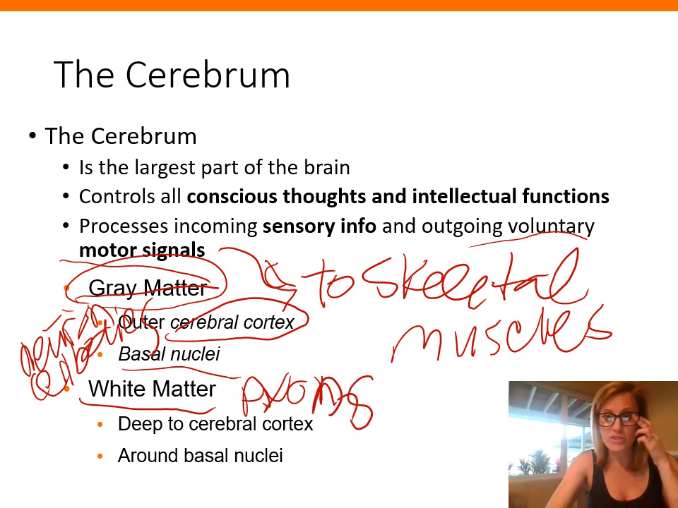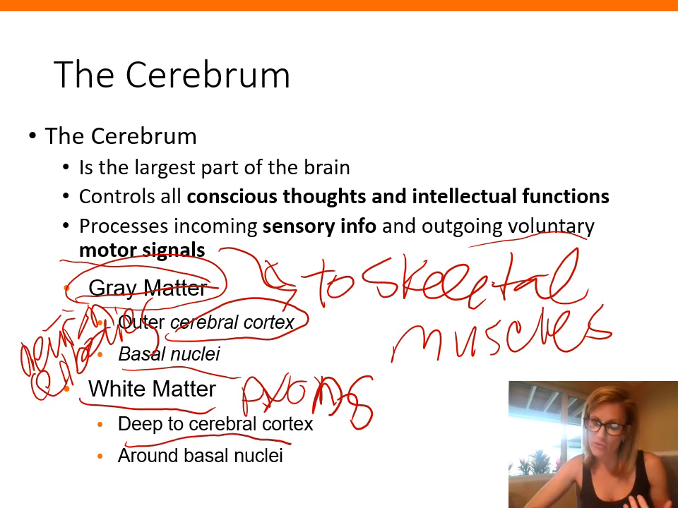And the white matter in the cerebrum is located deep to the cerebral cortex, so it's deeper within the center of the brain. For example, like the corpus callosum. In lab, we saw the corpus callosum. That's one of the major areas of white matter in the cerebrum.